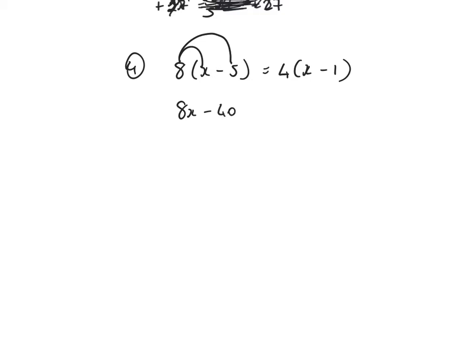Okay, let's try example 4. 8 bracket x minus 5 is equal to 4 bracket x minus 1. 8 lots of x, 8x, 8 lots of minus 5, minus 40, is equal to 4 lots of x, 4x, 4 lots of minus 1, minus 4. Letter terms to the left, number terms to the right. 8x is okay, 40 isn't, so I need to add 40 to both sides. So what am I left with here?